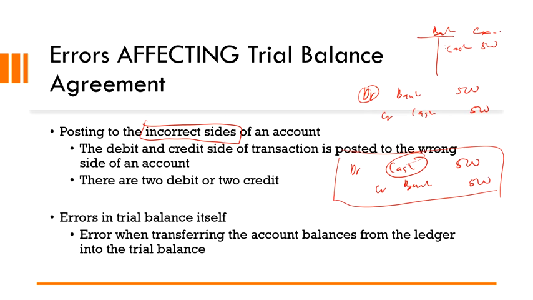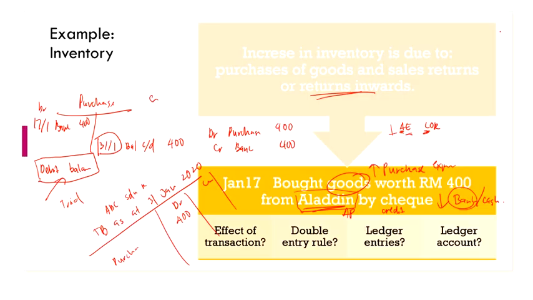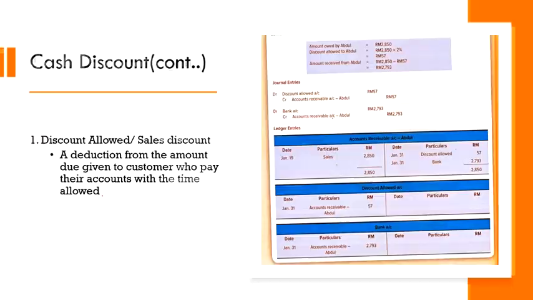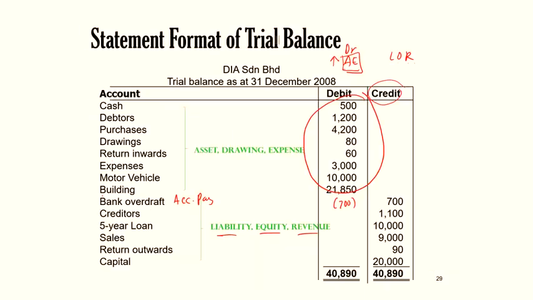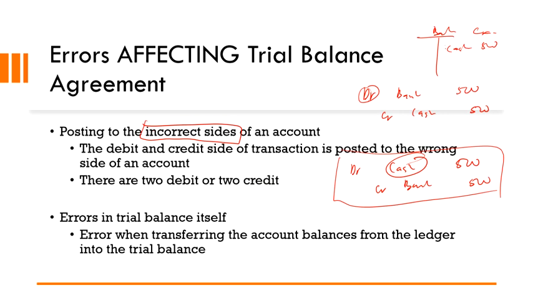Okay, next error is error in the trial balance itself. It means an error when transferring the account balance from the ledger into the trial balance. Like just now, you should take the balance carried down figure. For bank, you should take 6,600, but you take 10,000 and enter it on the debit side. Of course your debit and credit won't be the same, unless you made the same mistake from the start, then your debit and credit would be the same. Okay, so that is errors in the trial balance itself. You wrongly enter it: your journal is correct, your ledger is correct, but you wrongly post in your trial balance.